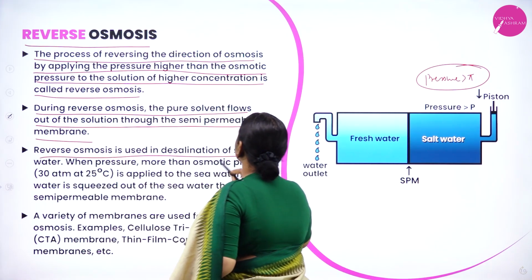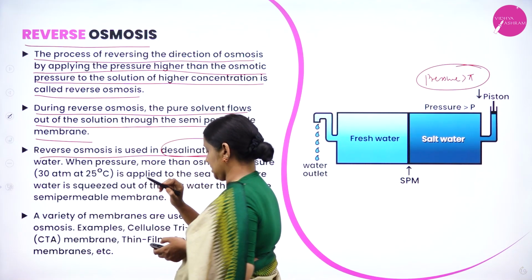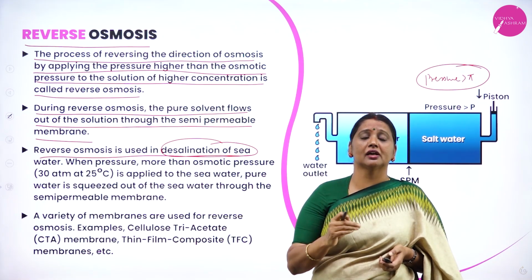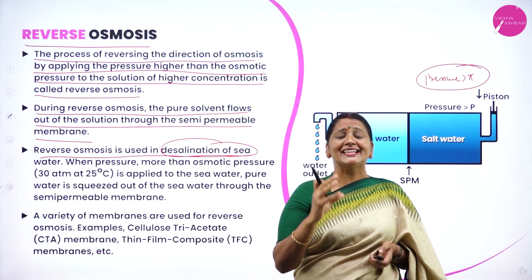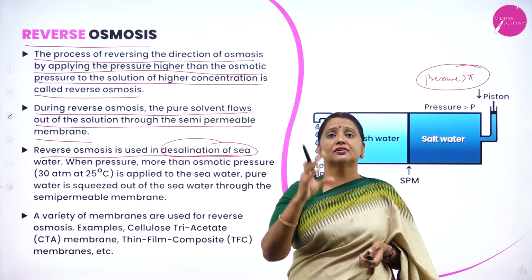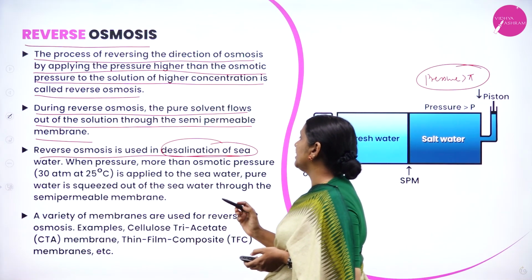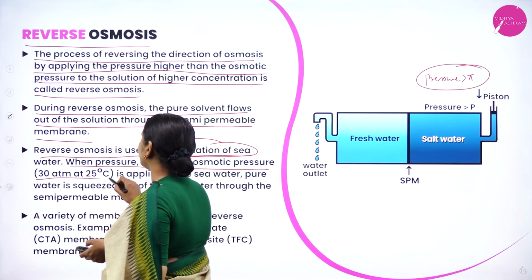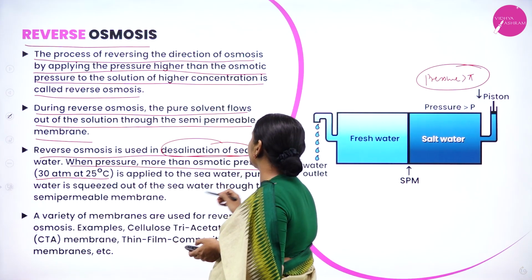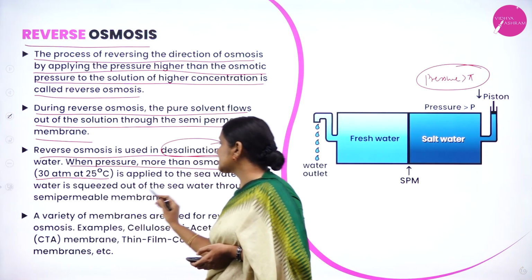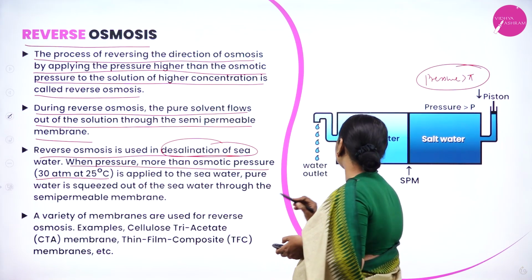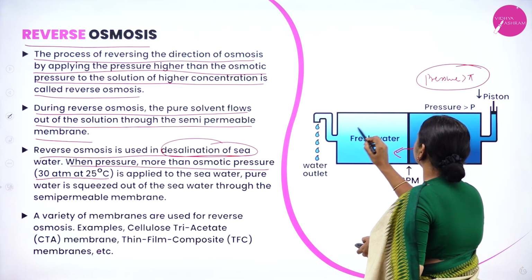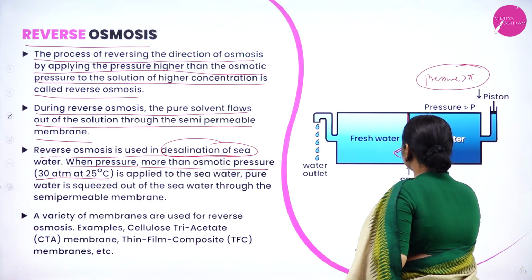Reverse osmosis is used in desalination of seawater. Reverse osmosis is used in desalination of what? Seawater. What is desalination? De means removal: removal of salt from seawater. It can be done when a pressure more than the osmotic pressure, 30 atmospheres at 25 degrees centigrade, is applied to the seawater. Pure water is squeezed out of the seawater through the semi-permeable membrane. Here is the salt water, and the pure water diffuses through the semi-permeable membrane to give fresh water.